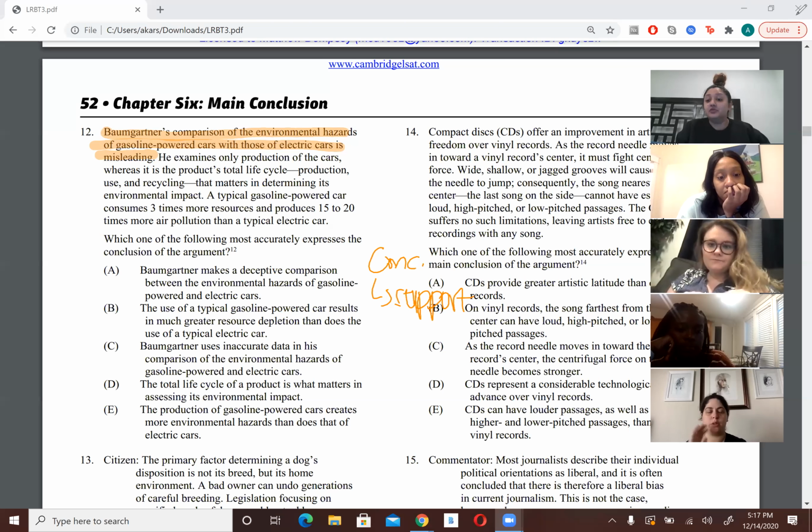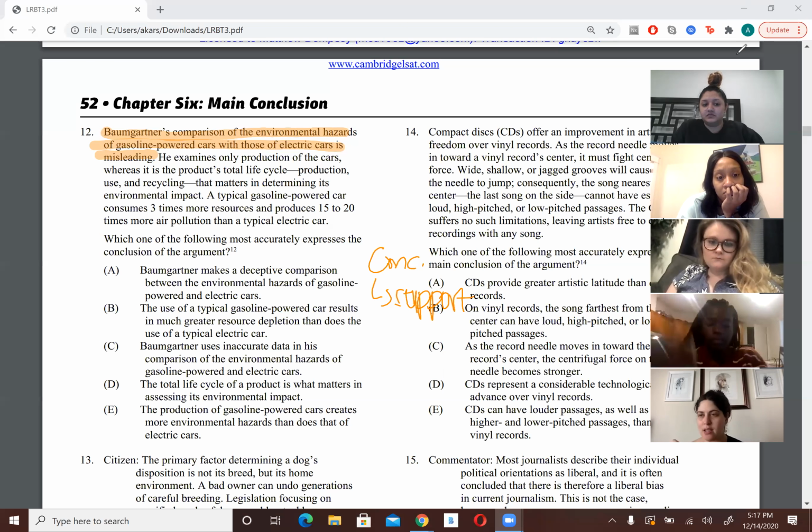Sorry, go on. For number 12, once I figured out what I got wrong and why I got it wrong, I was going back and forth between A and C, because they're so similar to each other. How do you know that A is ultimately the 100% the answer that we're looking for versus C?